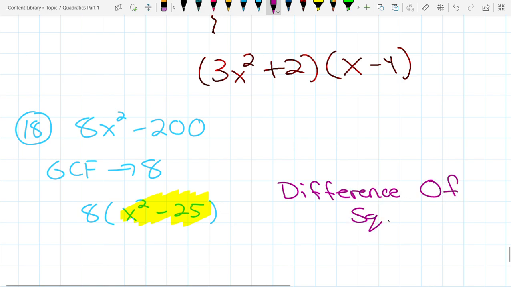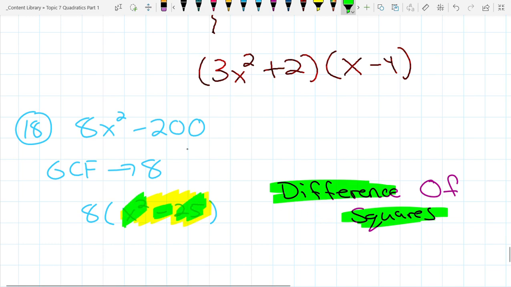In order for the difference of squares to work, it tells you what you need. You need a difference problem, meaning subtraction, which we've got. And then you need squares, meaning they're numbers that you can take the square roots of, or variables, which we have. So the way difference of squares works is you still end up with a binomial times a binomial. The first term is the square root of the first term here. So the square root of x squared is x. The second term is the square root of your second number. So the square root of 25 is a 5.